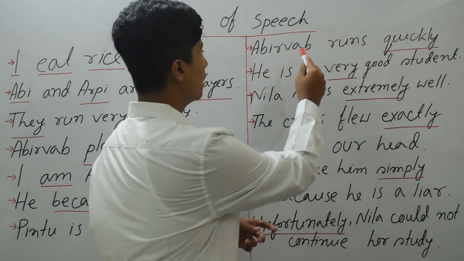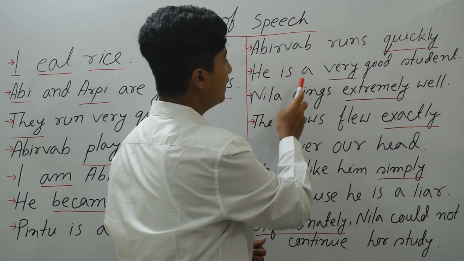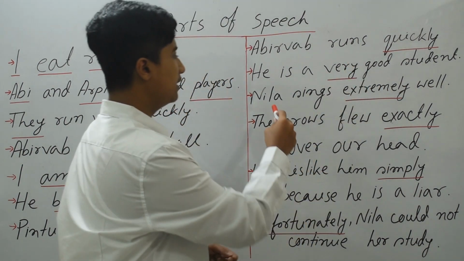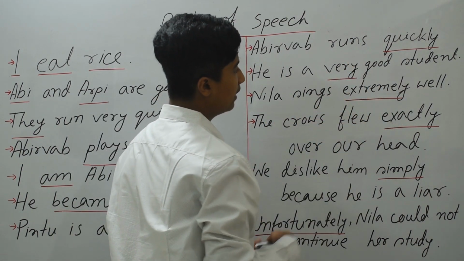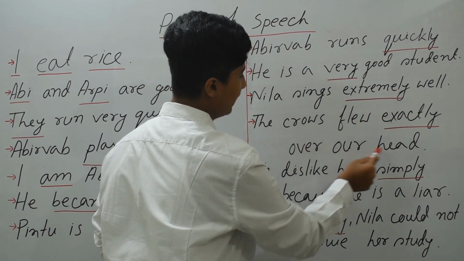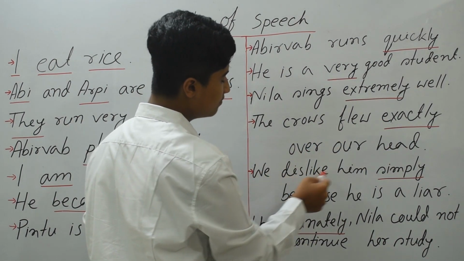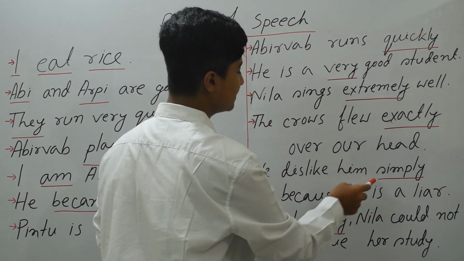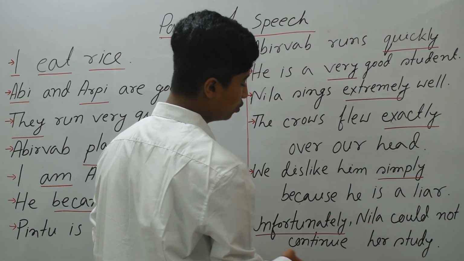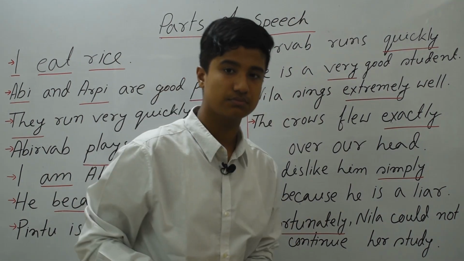For example, Kabir runs quickly. Here, quickly is modifying runs, which is a verb. He is a very good student. Here, very is modifying good, which is an adjective. Neela sings extremely well. Here, extremely is modifying well, which is an adverb. The crows flew exactly over our head. Here, exactly is modifying over, which is a preposition. We dislike him simply because he is a liar. Here, simply is modifying because, which is a conjunction. Unfortunately, Neela could not continue her study. Here, unfortunately is modifying the rest of the sentence.